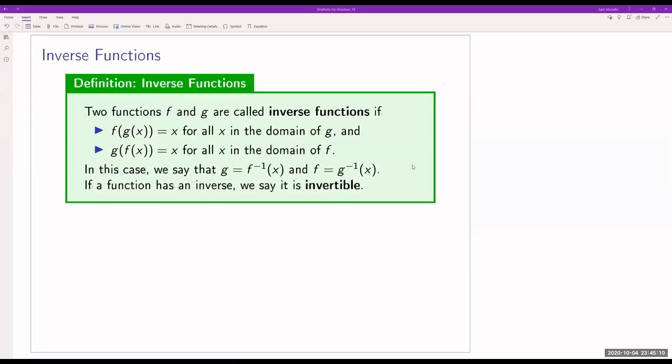Okay, welcome back. Today we're going to continue chapter 5. We're taking a look at section 5.2, inverse functions.